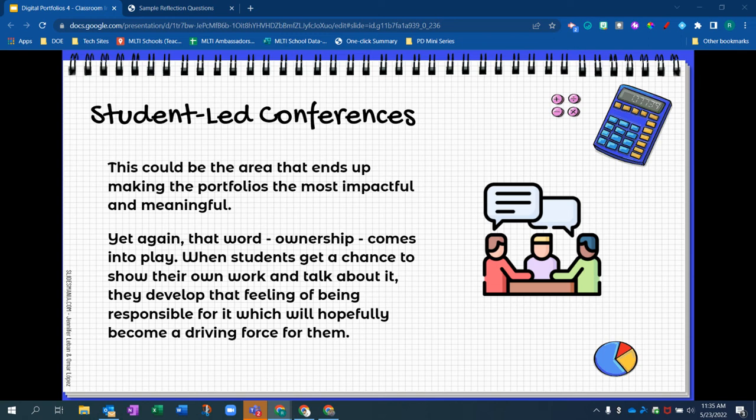But then also, if they know, hey, you're going to be the driving force when it's conference time with your parents, and you're going to be showing off your portfolio, what you've learned and how it's going. Again, hopefully that draws in the ownership piece of it, and they want to take more pride in it.